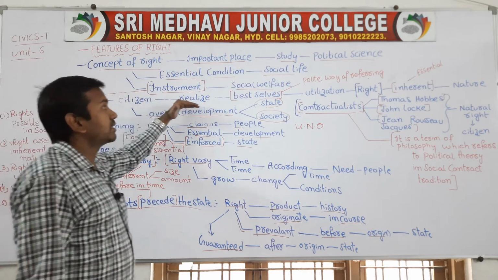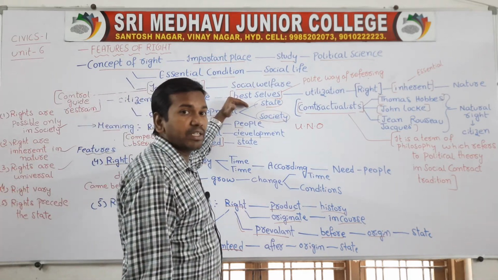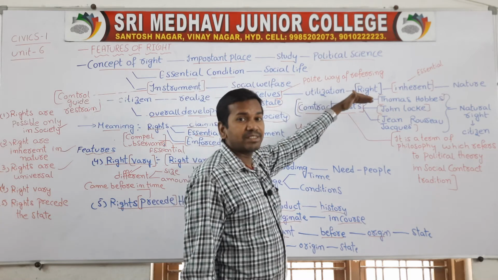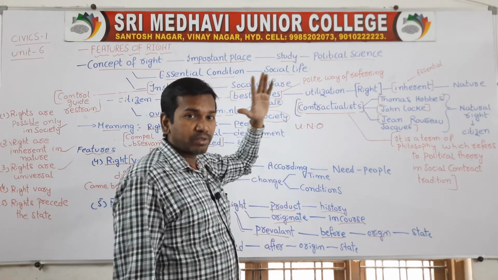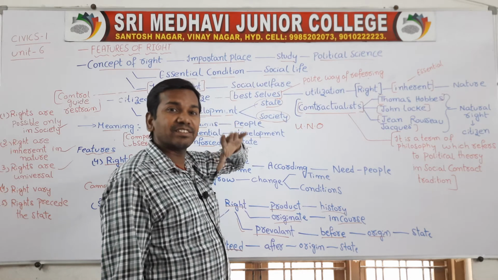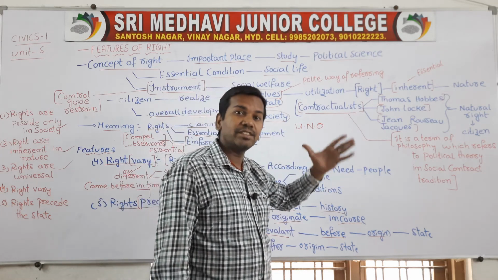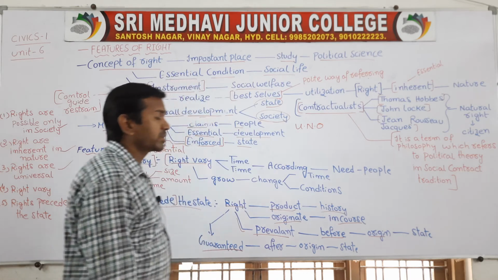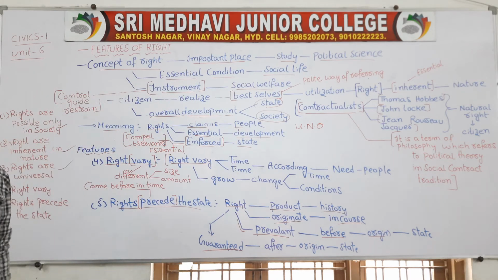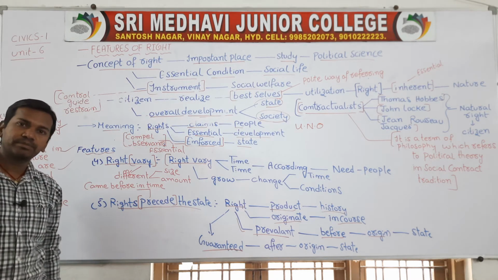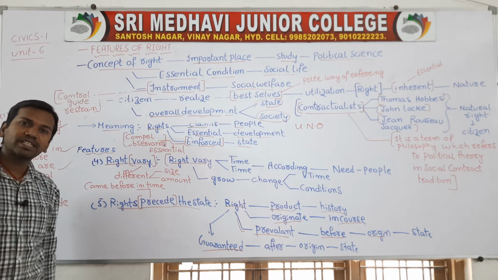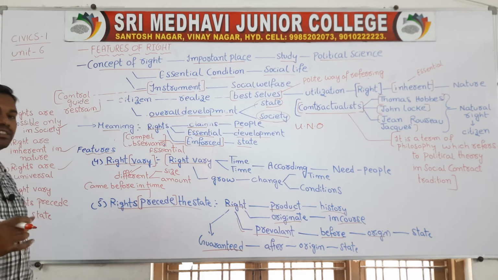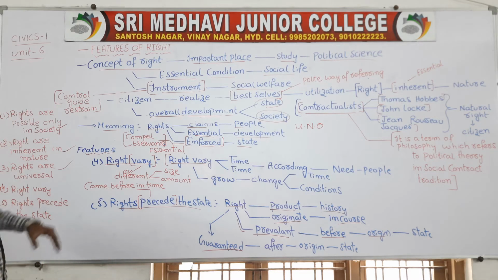Citizens have realized these rights in a polite way and utilized them, and some rights are inherent rights, which are very essential in nature. Even the contractualists suggested that these essential rights are called natural rights and should be given to all citizens, because citizens should have rights by birth. Every citizen can claim rights by birth. Rights are essential factors for all citizens.